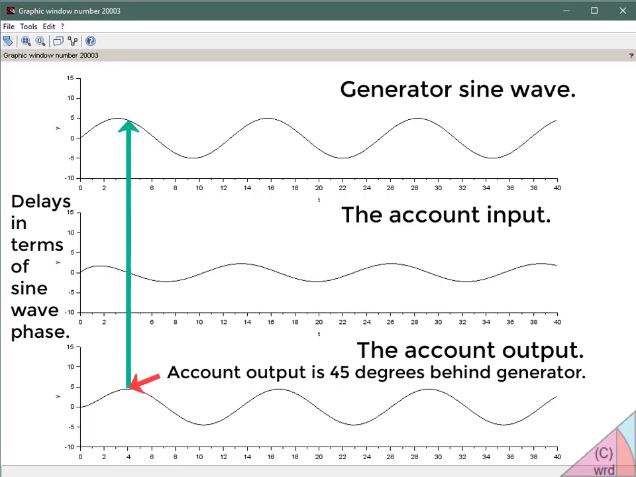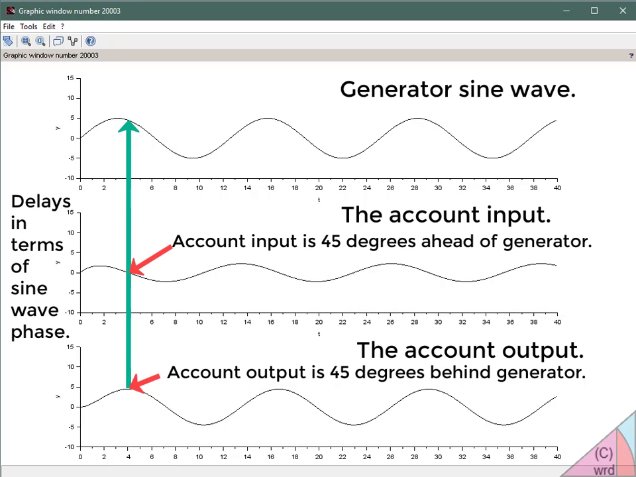But look at the middle signal, the input to the account, which is the follower error signal. It is a sine wave also. What does its phase have to be? We remember from episode 13 that a single account processing sine wave always gives us 90 degrees of sine wave delay across the account. That makes the signal at the input to the account around 45 degrees ahead of the sine generator. What does this mean?